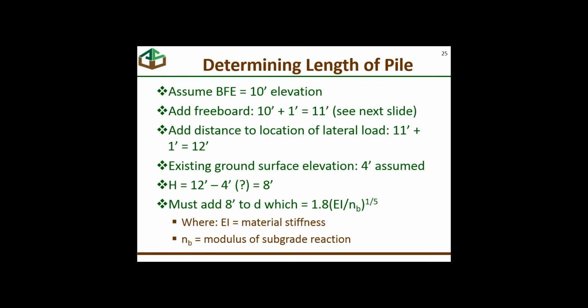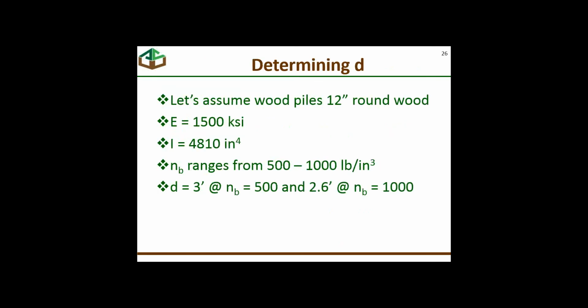And to that 8 feet, we have to add this depth of fixity. If we assume a pile size, and here a 12-inch round wood pile has been assumed, and we assume a soil type and subgrade moduluses of 500 to 1,000 pounds per cubic inch, then our depth of fixity is 3 feet when we have a subgrade modulus of 500 and 2.6 feet when it's 1,000. So as you might imagine, the stiffer the soil and the stiffer the pile material, the smaller D is.